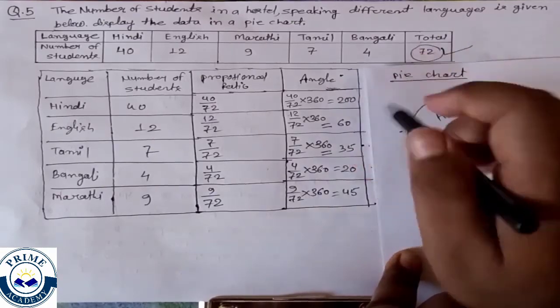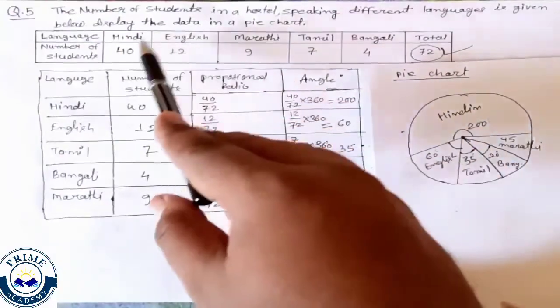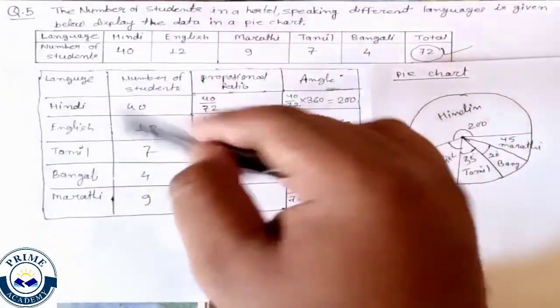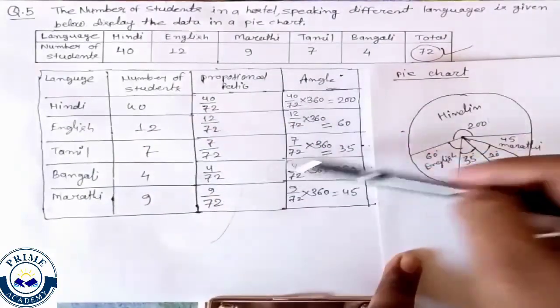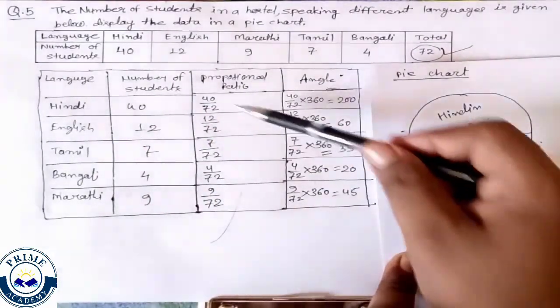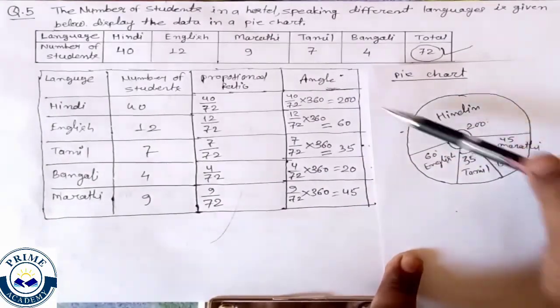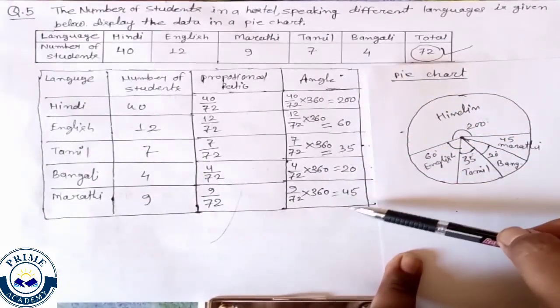So this was the question asked. This was the question: you have to draw, display the data in a pie chart. So this is the table you have to make. After completing this table, you will get a pie chart by the help of these angles, right? So this is 360 degrees. By the sum of these, you will get 360, right?